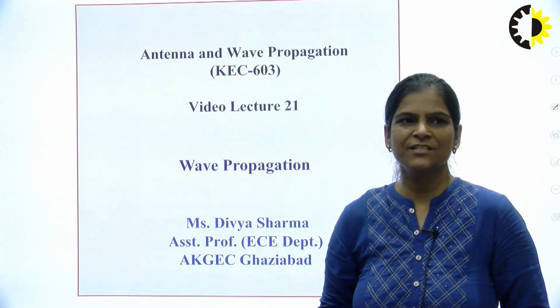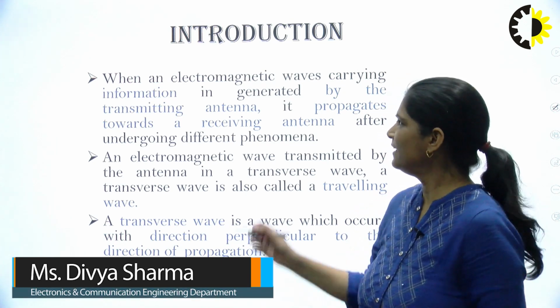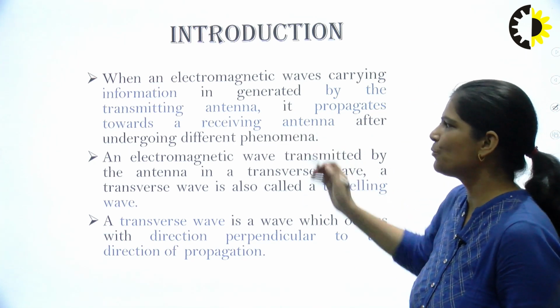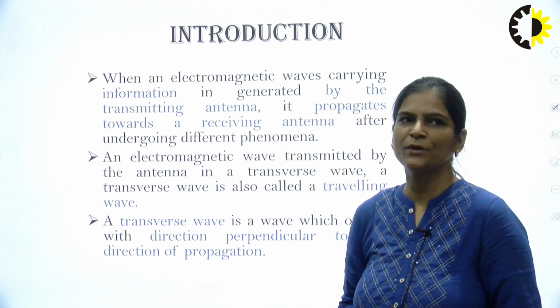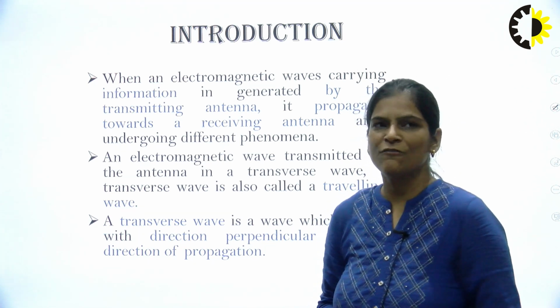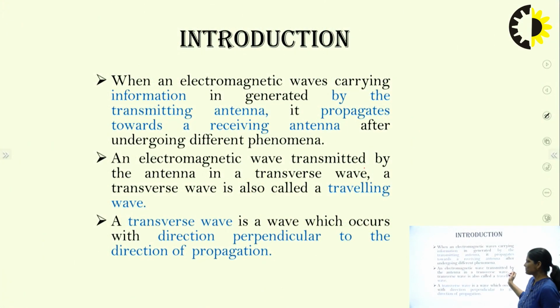Today's video lecture is on wave propagation. So, this is the introduction. When electromagnetic waves carrying information are generated by the transmitting antenna, they propagate towards a receiving antenna after undergoing some different phenomena. It may be wired or wireless, like radio waves. An electromagnetic wave transmitted by the antenna is a transverse wave. A transverse wave is also known as a traveling wave. A transverse wave is a wave which occurs with direction perpendicular to the direction of propagation.